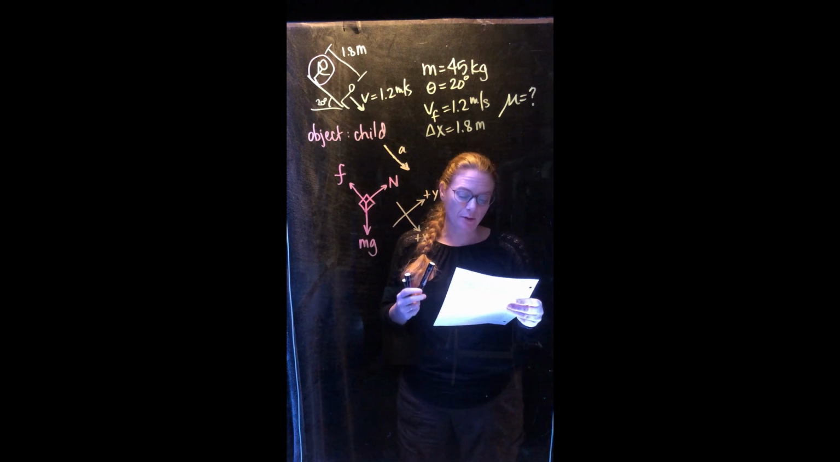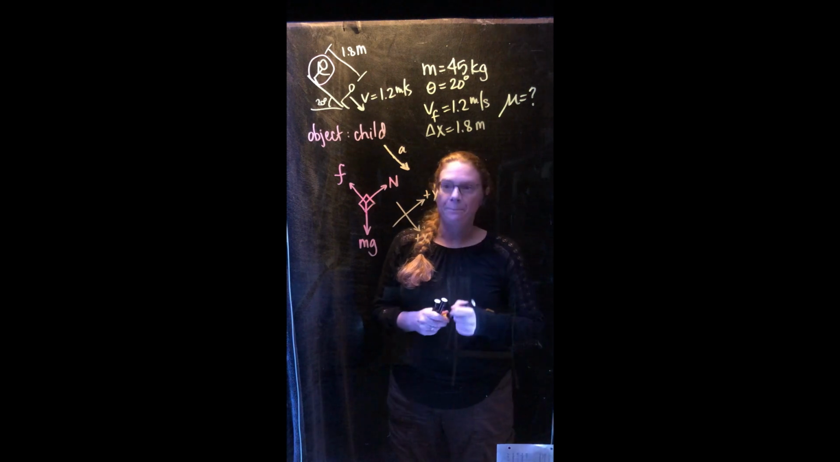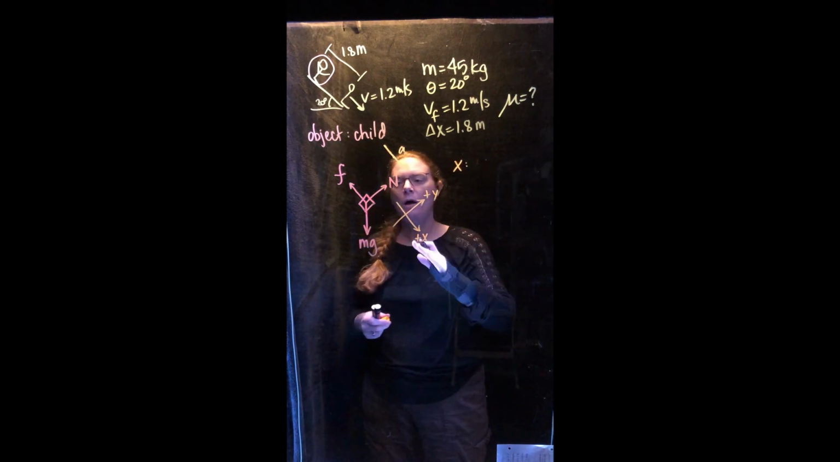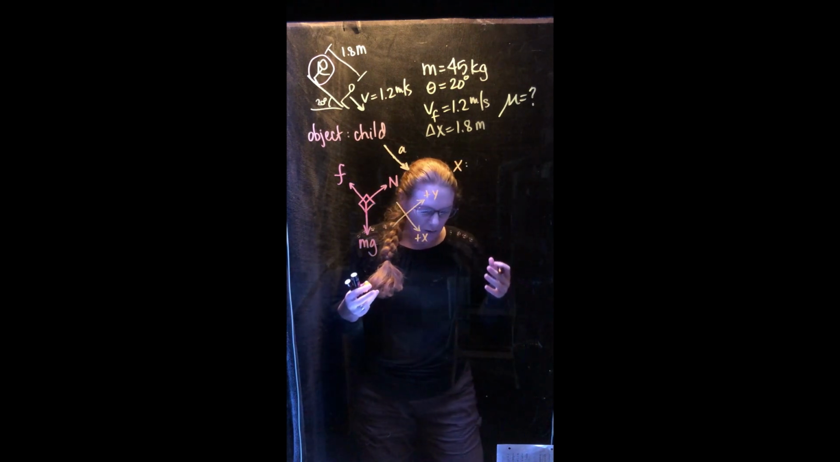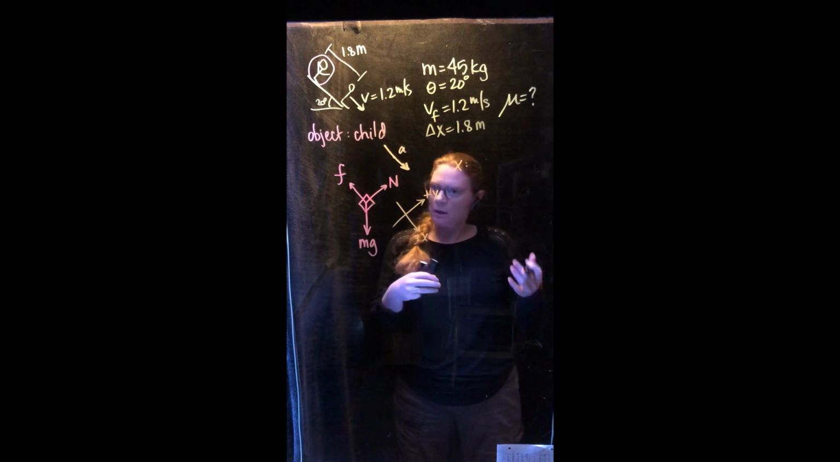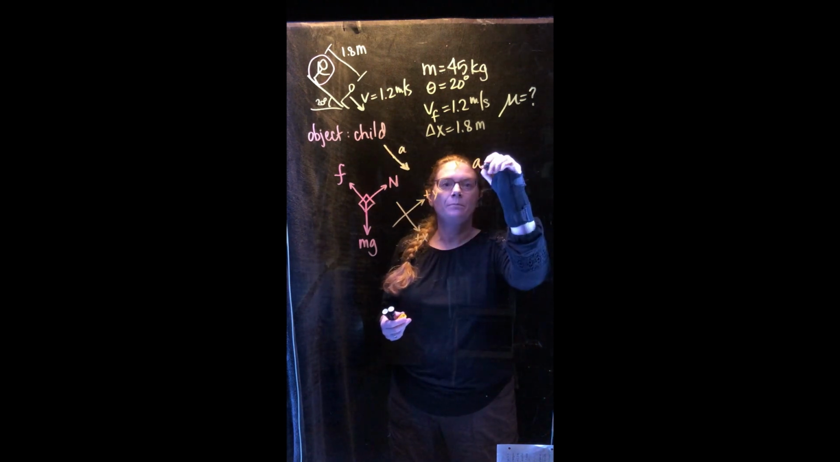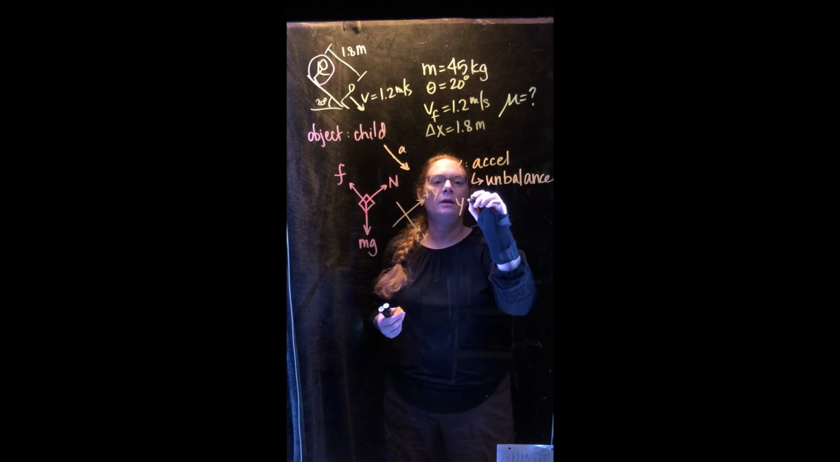Number 6, figure out if forces are balanced or unbalanced in each direction. Okay, so in the x direction, which is along the slide, are the forces balanced or unbalanced? That means we have to think about whether it is accelerating or not. Well, I said there was an acceleration in this direction, so the forces are unbalanced. All right, in the x direction, unbalanced.